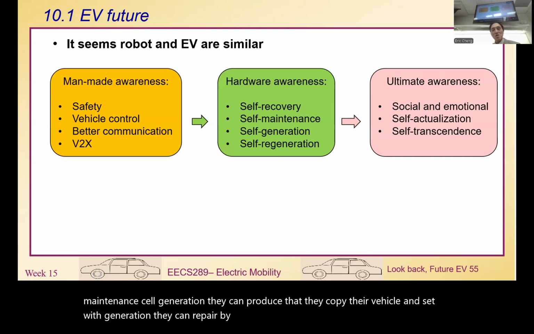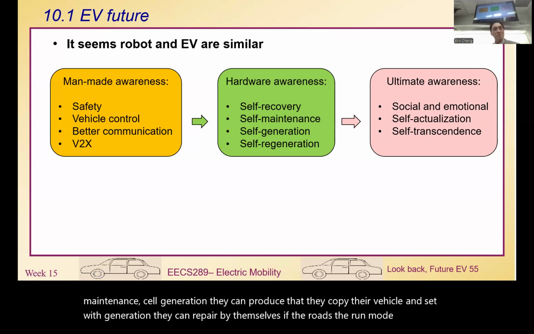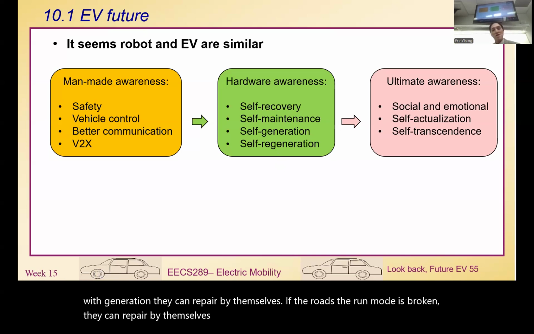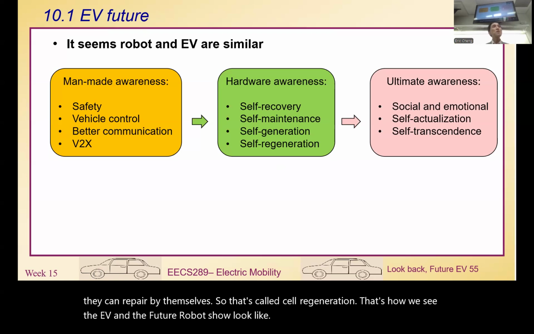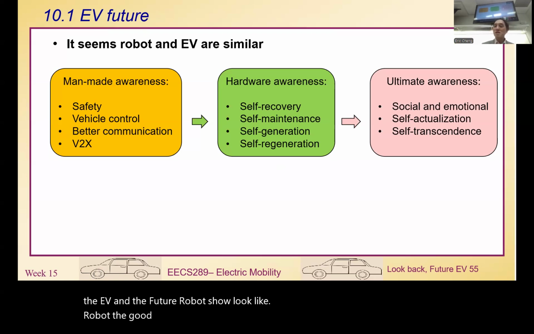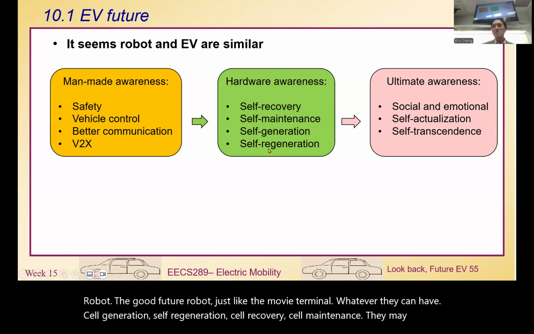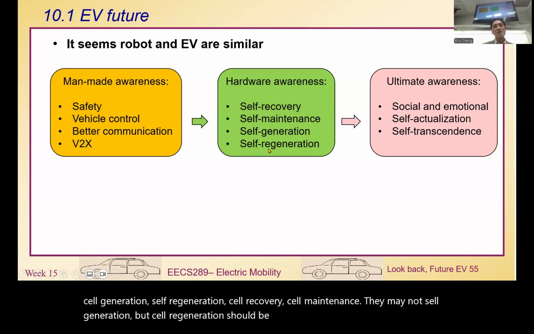If one motor is broken, they can repair by themselves. That's called self-regeneration. That's how we see the EV and the future robot looking. The good future robot, just like in the movie Terminator, can have self-generation, self-regeneration, self-recovery, self-maintenance. They may not have self-generation, but self-regeneration is something they should be able to do.